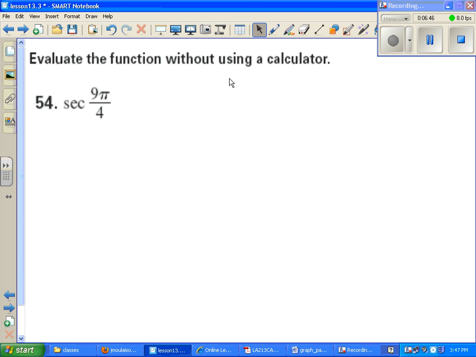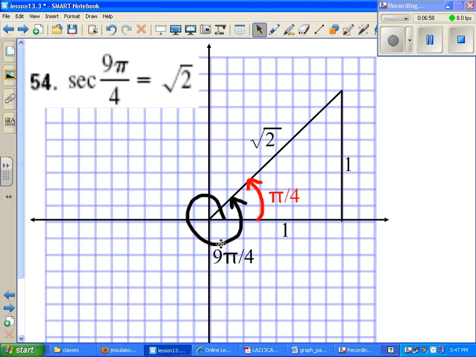Evaluate the function without using a calculator. You can pause this presentation and try this problem. So I'm going to begin by drawing the angle. So 9 pi over 4, positive angle, counterclockwise direction. 8 pi over 4 would be a full rotation, full circle. So one more pi over 4, that's 9 pi over 4. That gives me a pi over 4 reference angle.